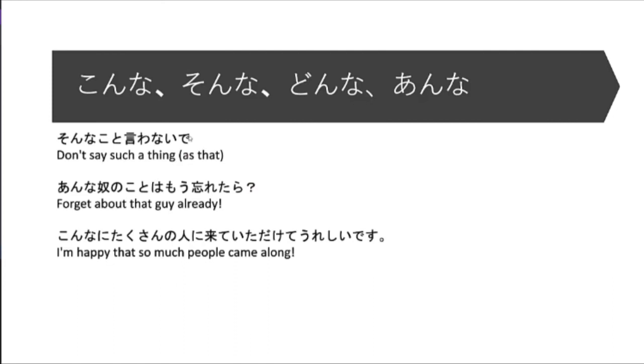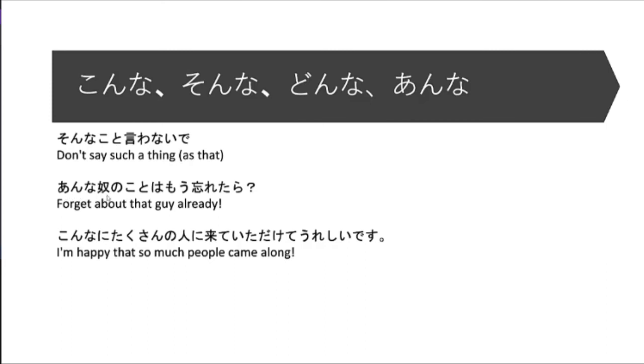So, そんなこと言わないで. So you can see in different sentences, そんなこと, which means that thing as a whole. So, そんなこと, that thing, don't say it, don't say such a thing. そんな, such a thing as that, don't say. あんなやつのことはもう忘れろ, forget about that guy already. Again, やつ is just an informal way of referring to a person. Could be really informal or derogatory, which is kind of rude.